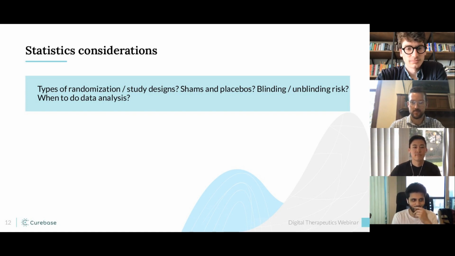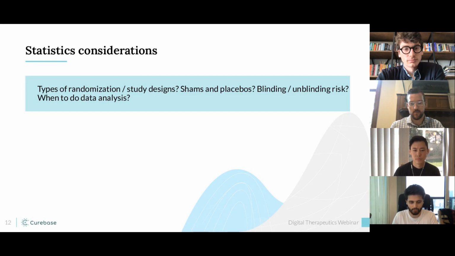So really think about your different intervention and control groups. And the goal isn't necessarily to show the biggest effect size. It might be that you're trying to show non-inferiority against the current standard of care, like what people would typically be using as an analog for your treatment.